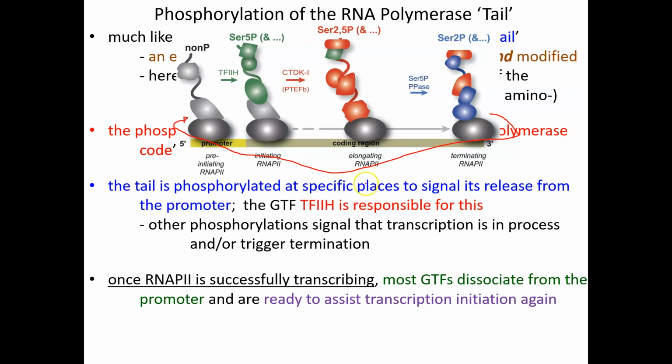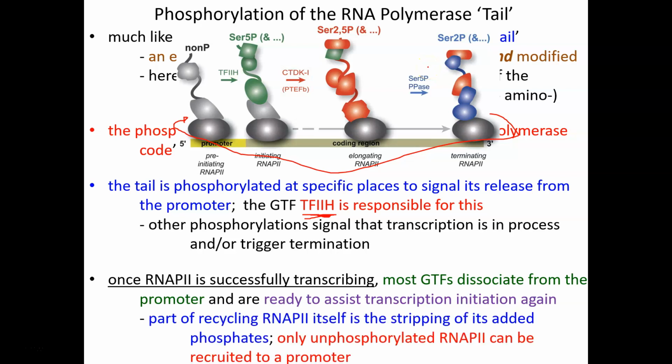Oh, and the one thing I neglected to say, even though it's on the slide, I did say that TFIIH is perhaps the second most important transcription factor, and it's because TFIIH is the kinase, the enzyme that's responsible for making these phosphorylation events occur. It phosphorylates that tail. Part of recycling RNA polymerase II, so it's ready to rejoin a new promoter, is stripping off all of its phosphate groups using a phosphatase enzyme. Only unphosphorylated RNA polymerase II can be recruited to a promoter.